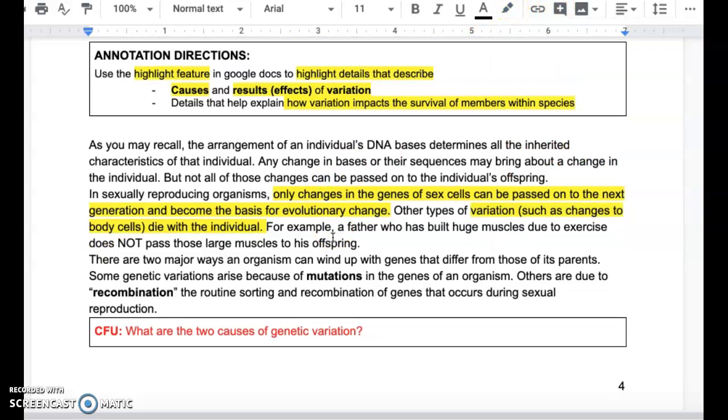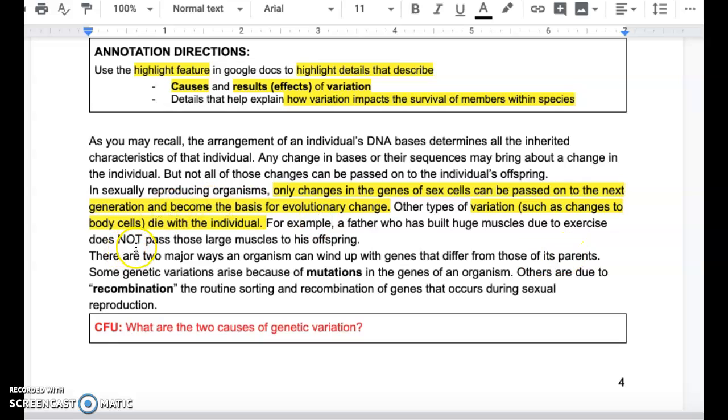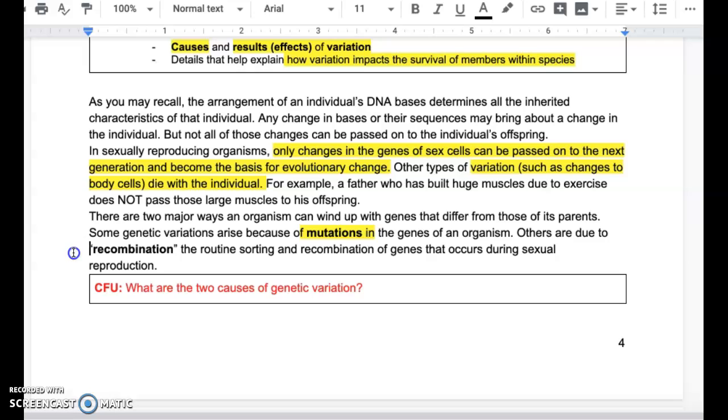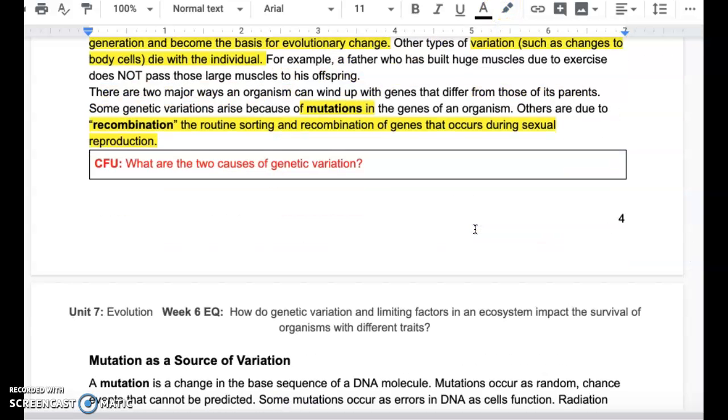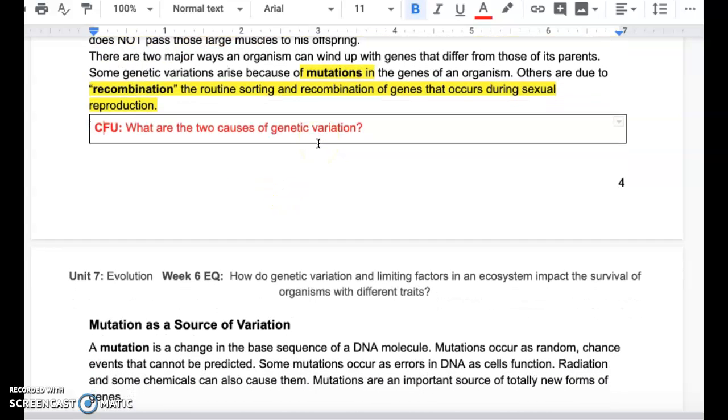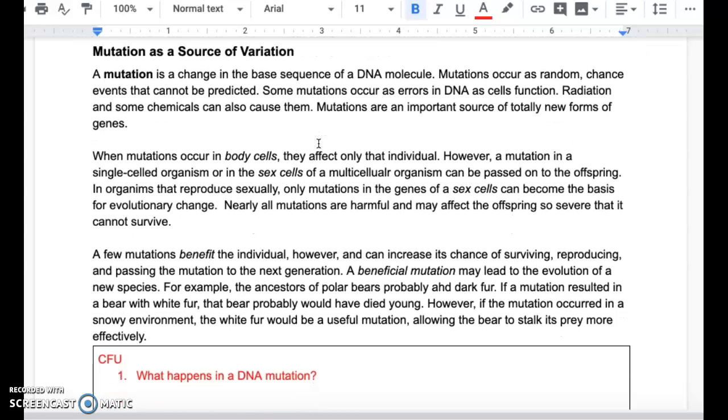I'm going to highlight that. For example, a father who has built large muscles due to his exercises does not pass those large muscles on to his offspring. There are two major ways an organism can wind up with genes that differ from those of its parents. Some genetic variations arise because of mutations, highlight that. And others are due to the routine sorting and recombination of genes that occurs during sexual reproduction. So go ahead and pause and answer this CFU question. What are the two causes of genetic variation? And go ahead and press play when you're ready to pick up again.